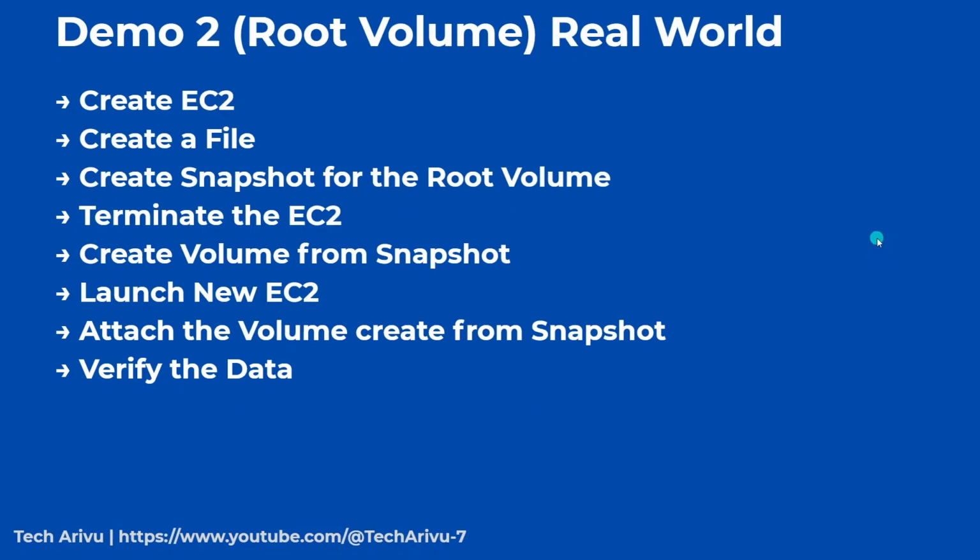The second one is the real-time use case, which is creating a snapshot for the root volume. In this, we will create an EC2, create a file in the root volume of the EC2, and create a snapshot for the root volume. Then we terminate the EC2, create a volume from the snapshot, launch a new EC2, attach the snapshot volume to this EC2, and verify the data is present.